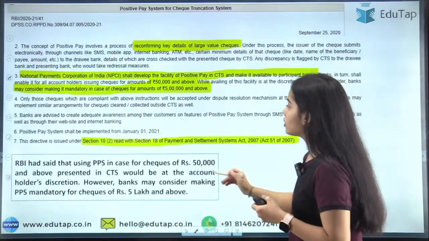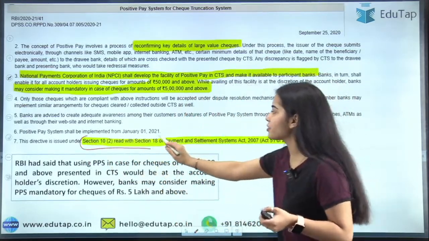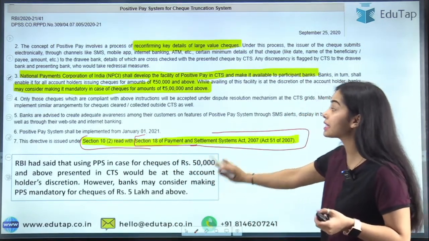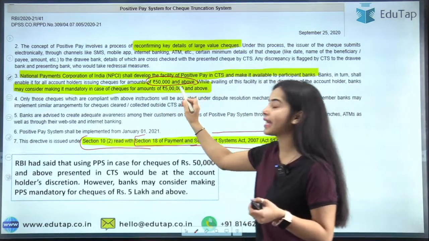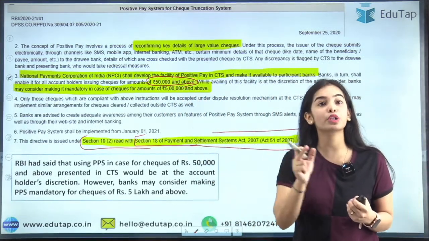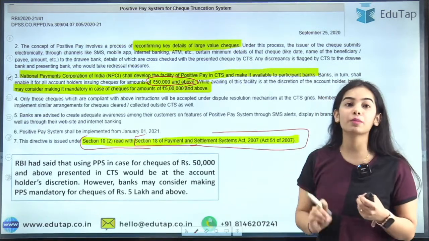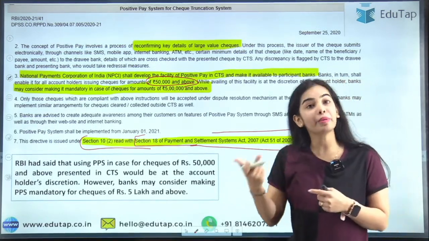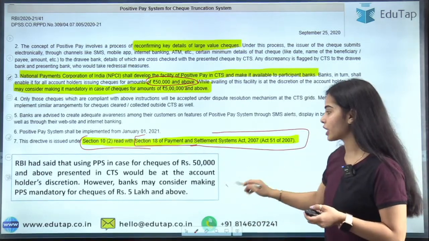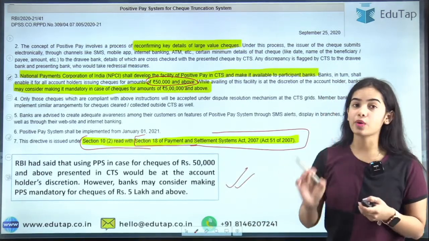Okay. So now kindly remember this specially, Section 18 of the Payment and Settlement Systems Act of 2007. For 50,000 and above, the RBI has said that PPS will be allowed. It is at the discretion of the consumer to use it or not. For 5 lakh and above, the RBI has said that it should be made mandatory, but it is as per the discretion of the banks. Okay, so remember this very clearly. This is the data you have to remember.